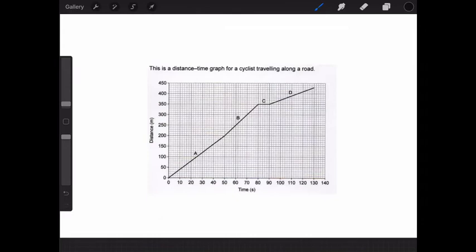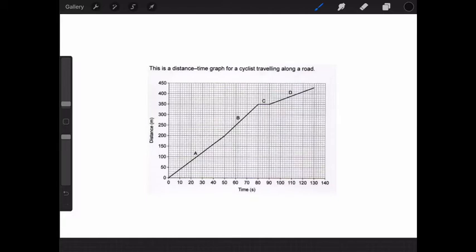This graph here is, I've decided, all about a cyclist travelling along a road. Now you can see from this graph straight away that everything has a positive gradient, and that means this cyclist is just starting next to me, as it were, and travelling away from me through the graph. They never come back to me like the dog did earlier.